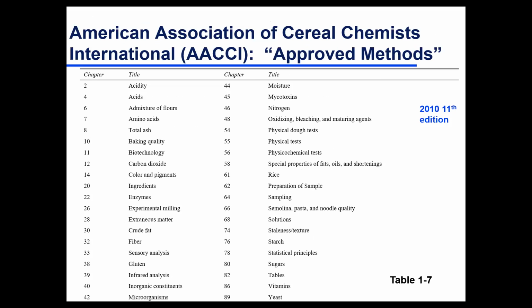Another organization is the American Association of Cereal Chemists International, AACCI. Now it's called Cereals and Grains, so they changed the names, but still the official methods, the approved methods, are referred to right now, as I'm aware of, as AACCI approved methods. And the last edition I'm aware of is 2010, the 11th edition.